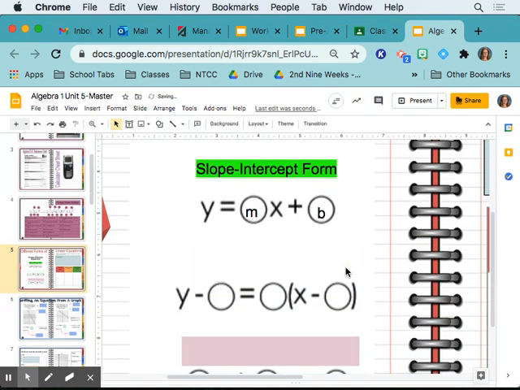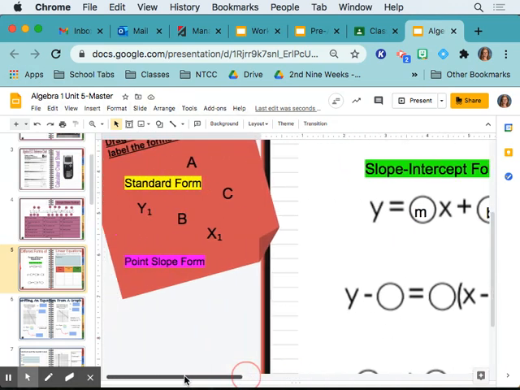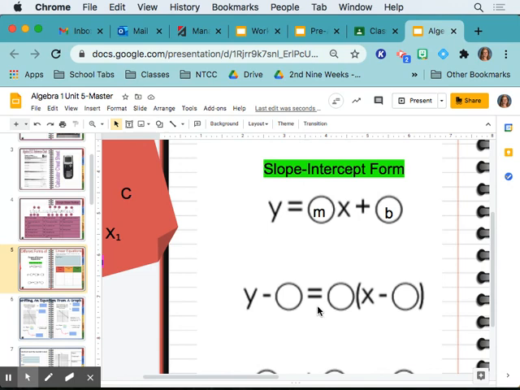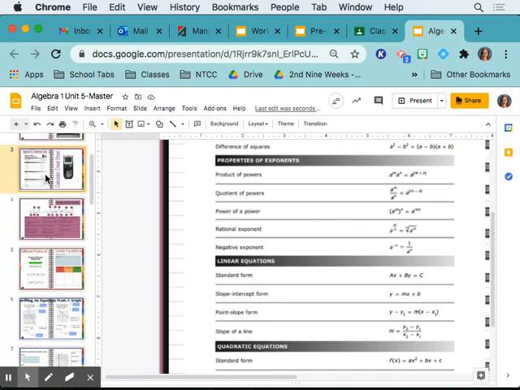I'm going to delete these boxes because I don't think I need them. Oh, I shouldn't be working on the master. Okay, the next one, y minus blank equals blank, parentheses, x minus blank. If we look back at our formula, point-slope.